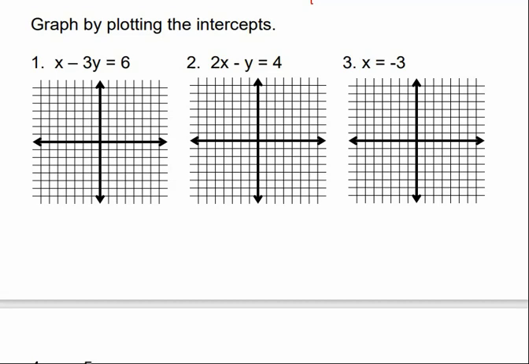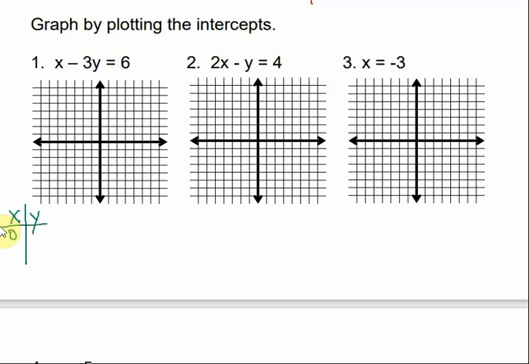Now we can graph equations by plotting the intercepts, and the way that we can find the intercepts is by plugging in 0 for the opposite intercept that we're trying to find. For example, if we're trying to find the x-intercept, we're going to plug in 0 for y, in order to graph it. So we're making a t-table basically, but we're only going to find 2 points.